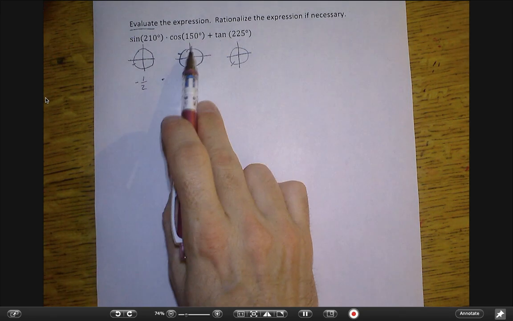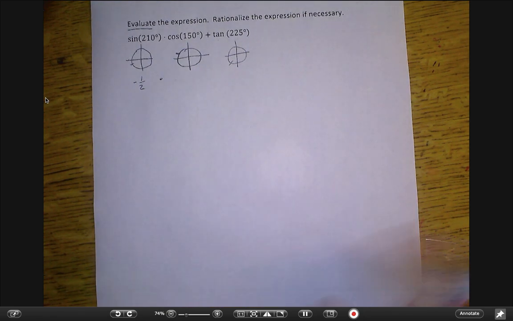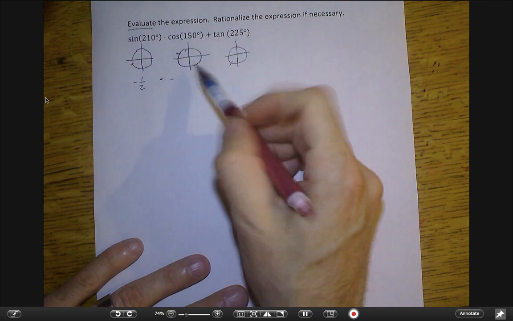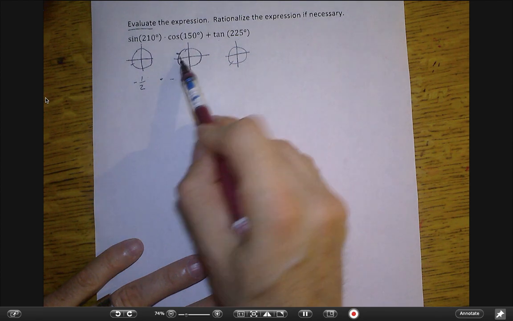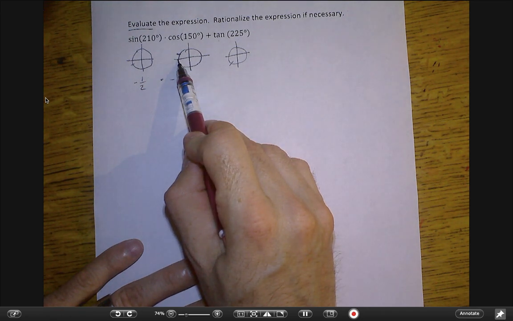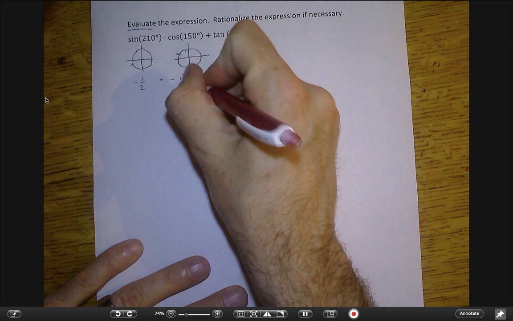Now the cosine of 150. The cosine in quadrant number 2 is negative. Now the cosine of 150, I find it's very important to know that the cosine of 180 is negative 1. Which of the 5 special numbers is closest to negative 1? It's root 3 over 2.